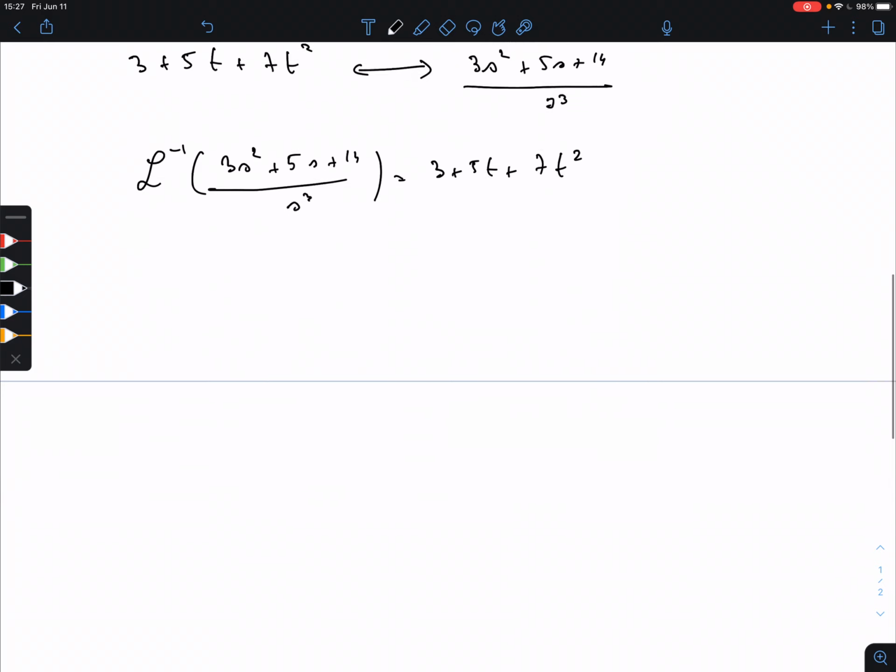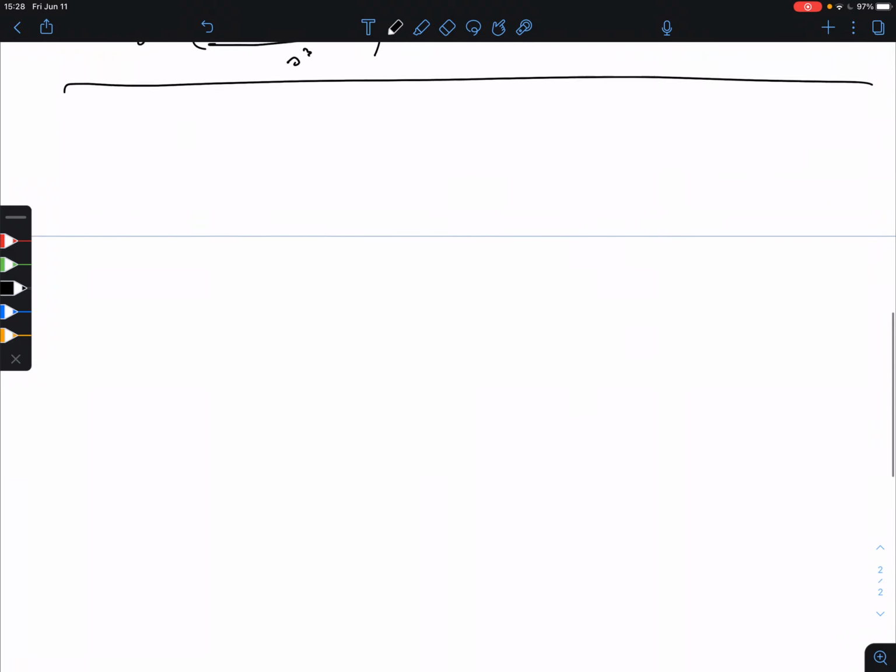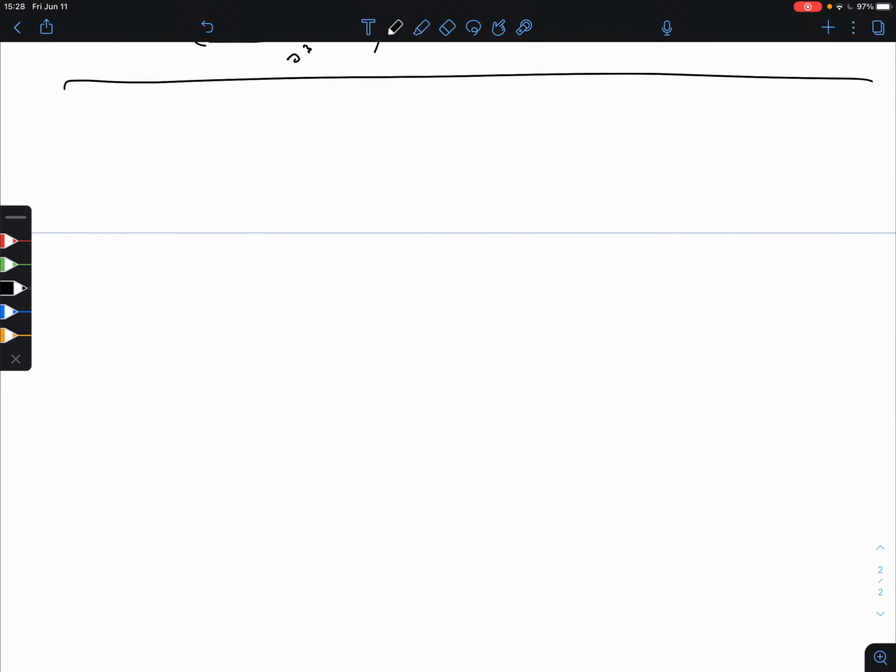So let's look at an example here. I'll do the example. So what is the inverse Laplace transform of (3s plus 2) over (s squared minus 3s plus 2)?